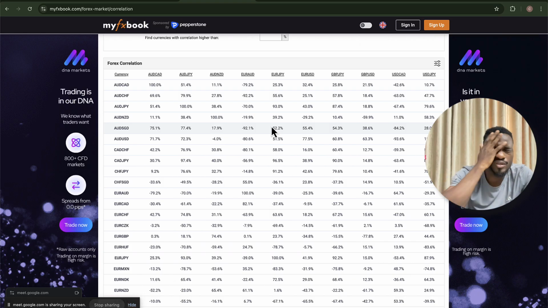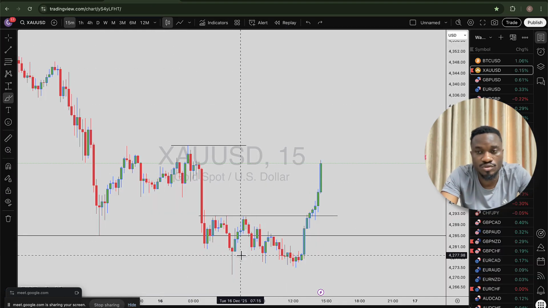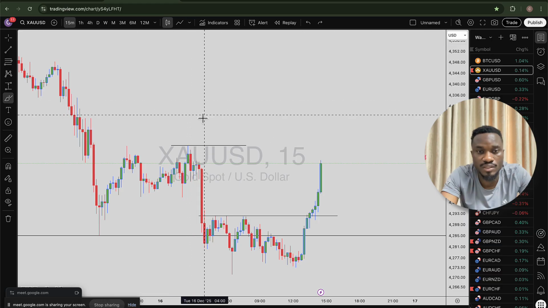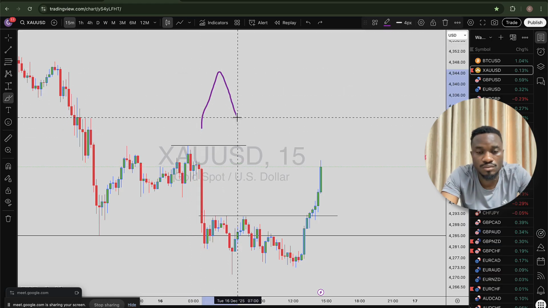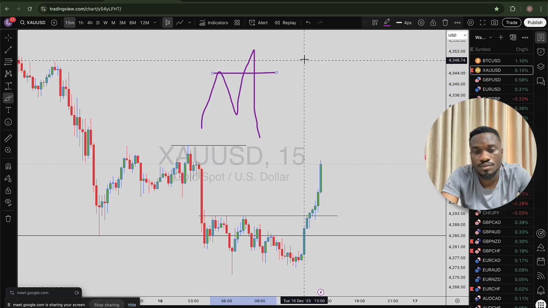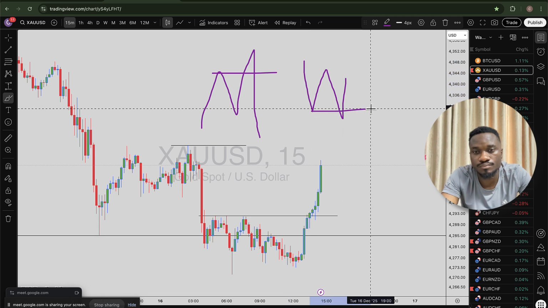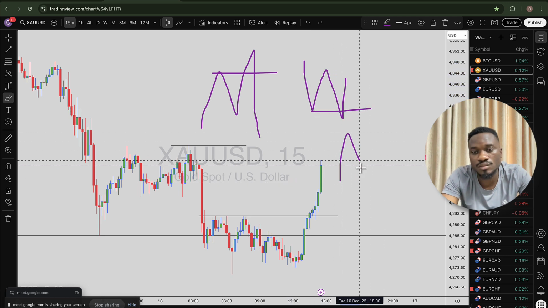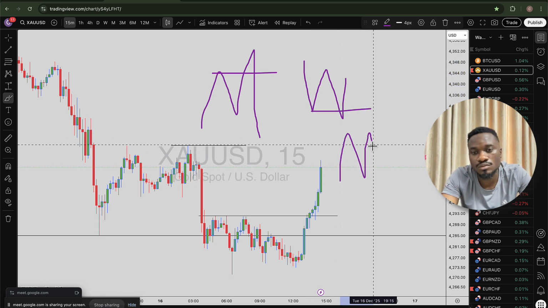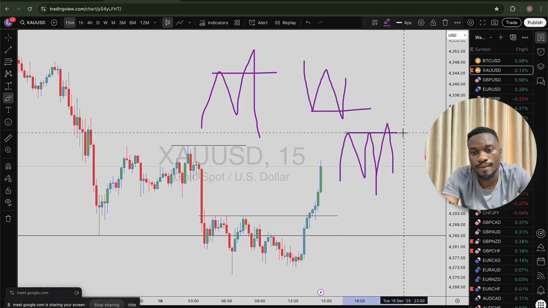Before we move on to currency correlation, as a trader, I will advise you to go and master bottoms and tops, because those are most of the liquidity zones in the market. Market goes like this, goes like this. Go and study this pattern. Market goes like this, goes like this. Go and study this pattern. Market goes like this, goes like this, then goes like this. Go and study this pattern.